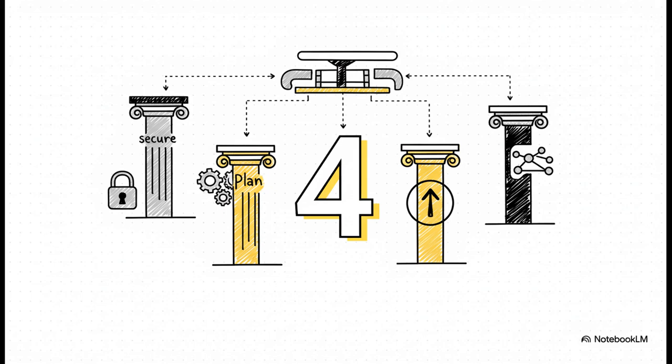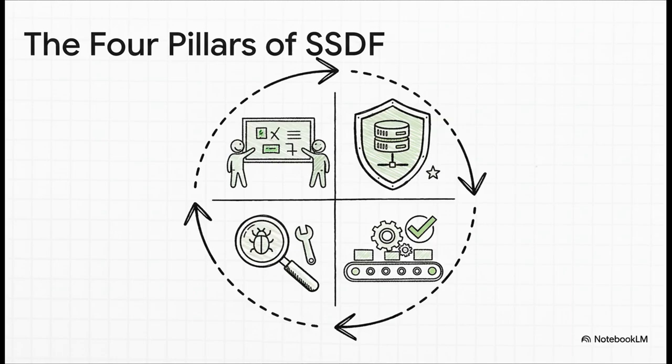To make this huge, complex challenge manageable, NIST broke the whole thing down into four fundamental pillars. This structure gives everyone a clear, logical roadmap to follow. So these four groups cover the entire life cycle. You start by preparing the organization, getting your people, tools, and processes ready. Then you protect the software itself, the actual code. After that, you produce well-secured software, which is all about the building and testing. And finally, respond to vulnerabilities, because let's be real, nothing's perfect. So you need a plan for when things go wrong.